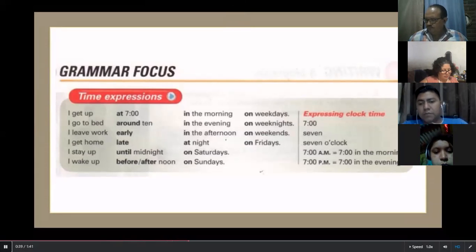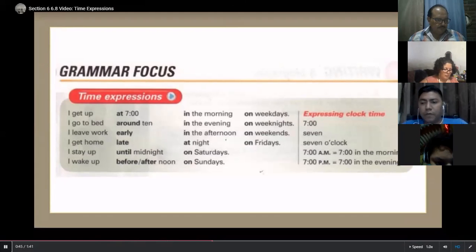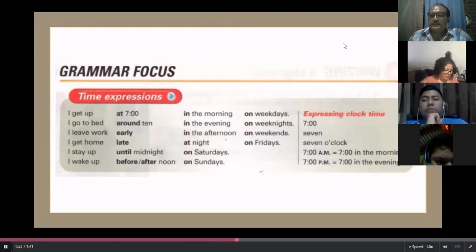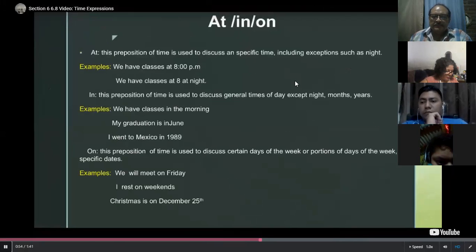Expressing clock time. 7 o'clock. 7 a.m. equals 7 in the morning. 7 p.m. equals 7 in the evening. Okay, so now let's talk about at, in, and on. At. This preposition of time is used to discuss a specific time, including exceptions such as night. Examples, we have classes at 8 p.m. We have classes at 8 at night.